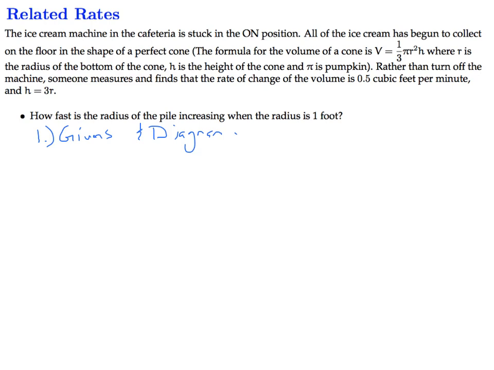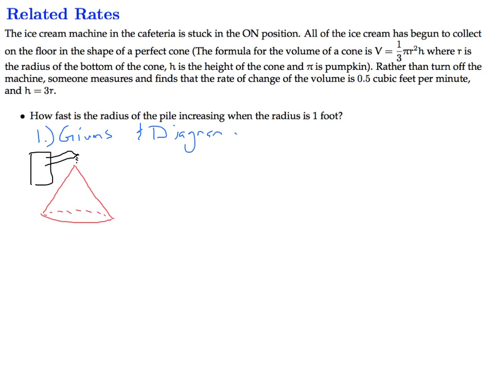So let's go ahead and start by sketching a diagram. We've got ourselves a machine, and my machine is going to pump out ice cream. For some reason, ice cream is red. Apparently it's strawberry ice cream today. So we got a nice looking upside down cone there.